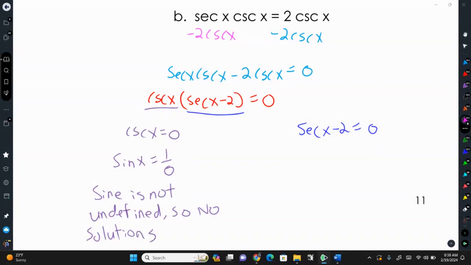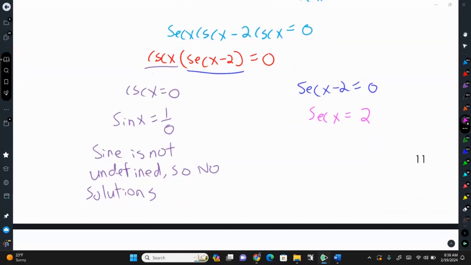Now over here we add 2 to both sides, so we get secant x equals 2, and then we're going to switch this secant to cosine. So cosine x equals 1/2. So again, on the unit circle, cosine is equal to 1/2 at positive pi over 3 and 5 pi over 3. And those would be your solutions.